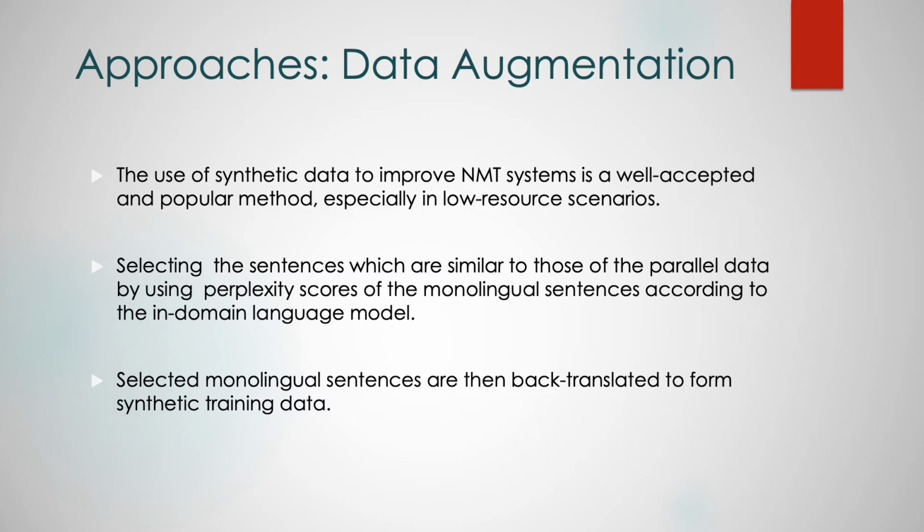Now, how do we select monolingual sentences from a largely available data? So, what we do is we build a language model on the in-domain data that is available and query the sentences so as to get a perplexity score. Sort it based on the perplexity score and get the sentences with the lowest perplexity. Now once we have that monolingual data, we then back translate it to form a synthetic training data. This synthetic training data is then augmented with the parallel data which we have to build our improved NMT model.